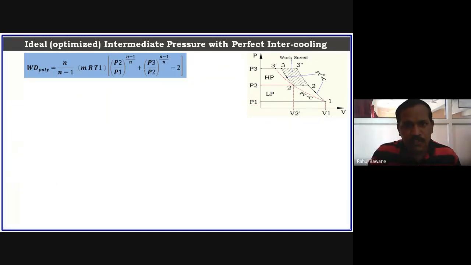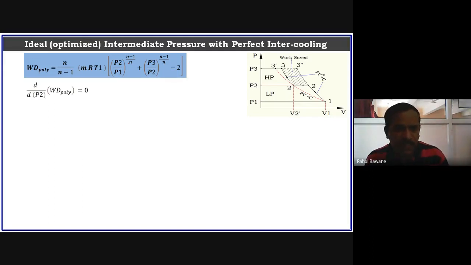Till now, for 2-stage compression, we have this equation. Now we will find the optimum pressure. That means we are interested in finding the value of P2. P2 should be such that we get the minimum work done in both the stages. For that, we will apply the condition: differentiate the work done with respect to P2 and equate to 0, just like a maximum or minimum condition. So we are applying this condition.